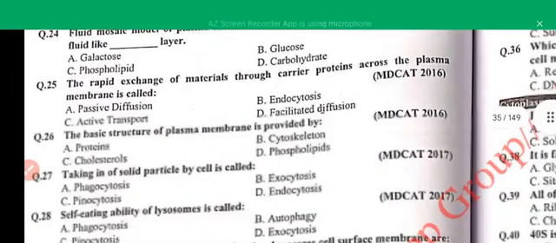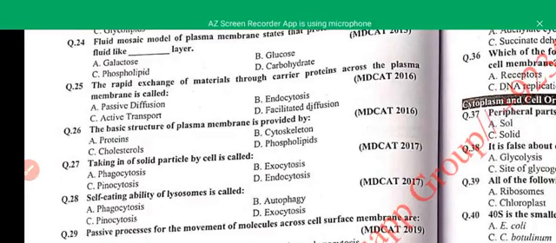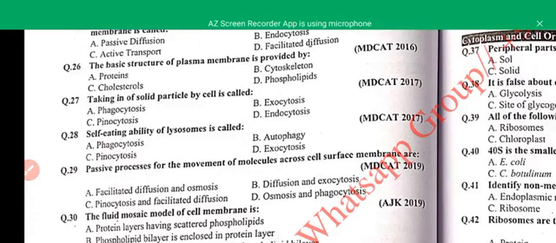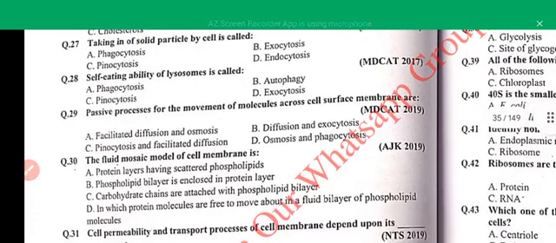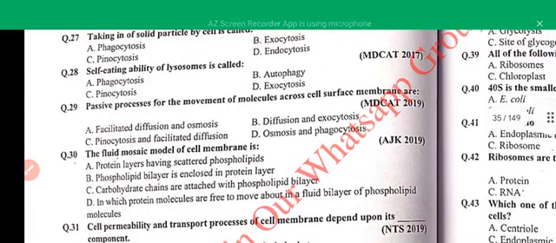Then 27: taking of solid particles by the cell is called phagocytosis. A option is best. The self-eating ability of the lysosome is autophagy. B option is best. Then, passive processes for the movement of molecules across the cell surface membrane: diffusion and exocytosis? No, exocytosis is active. Osmosis and phagocytosis? No, phagocytosis is active. Facilitated diffusion and osmosis, these are the passive ones. And pinocytosis, no. A option is best.